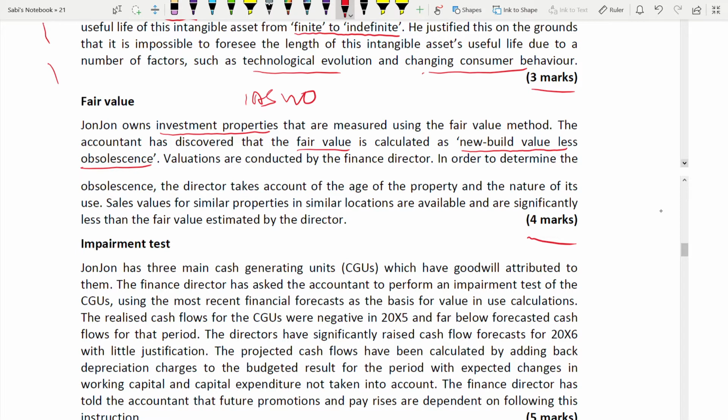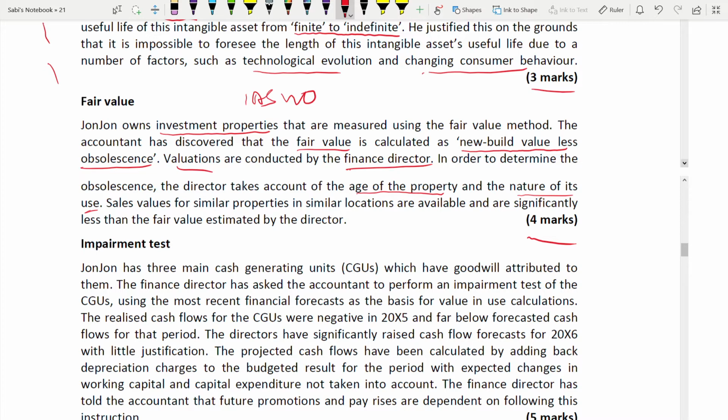Valuations are conducted by the finance director. Valuations are conducted by whom? Finance director. But we know that when it's a fair value, the valuation should be conducted by some expert, the ones who are professional in this, who are expert in valuing such things, not the finance director. In order to determine the obsolescence, the director takes account of the age of the property and the nature of its use.